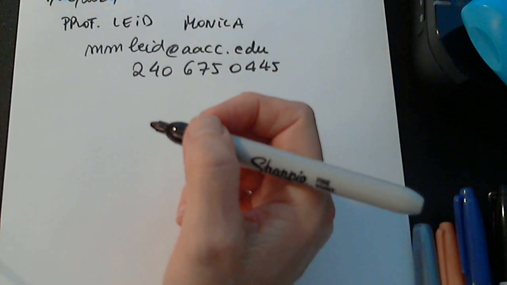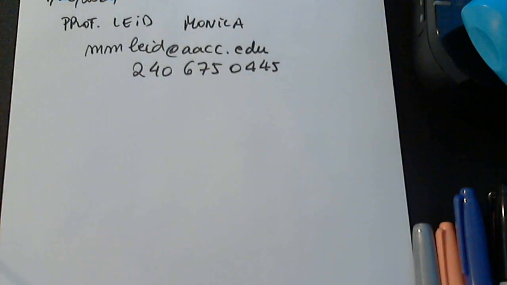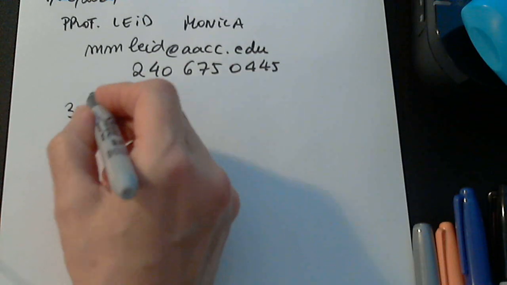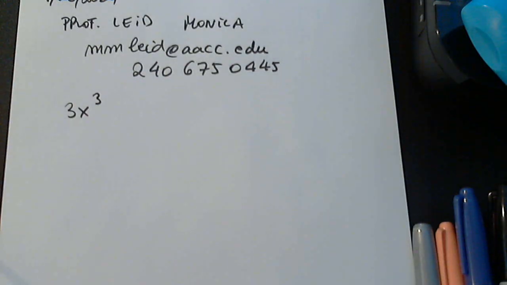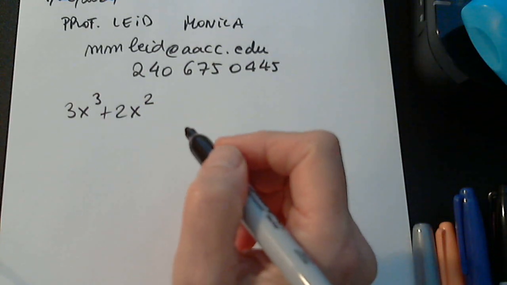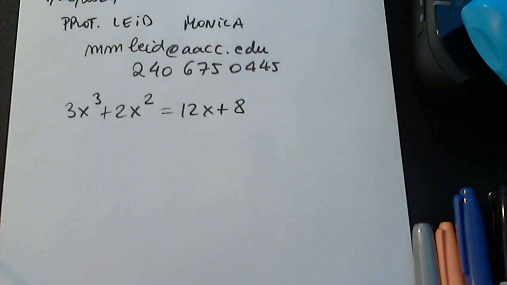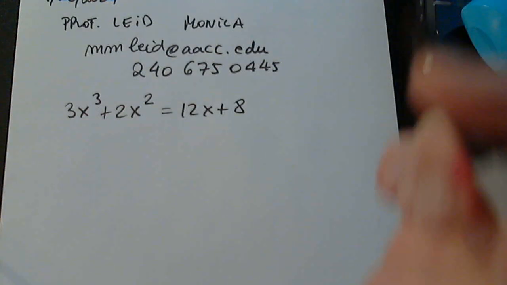Okay, so the problem says 3x cubed plus 2x squared equals 12x plus 8. 12x plus 8, correct? Good. We are asked to solve this equation. Perfect. First thing first.